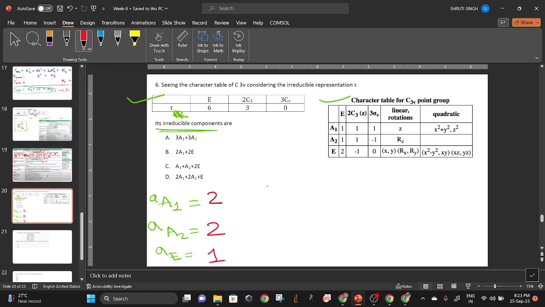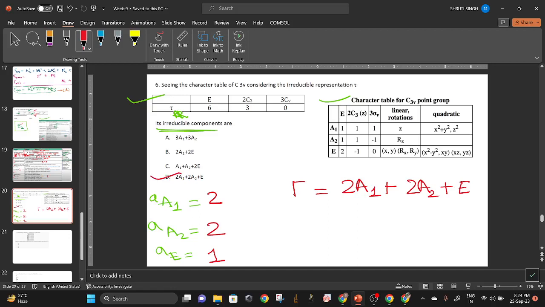So that's it. This is the answer. Tau is equal to 2 times A1 plus 2 times A2 plus 1 time E. Isn't it? So the answer will be D.